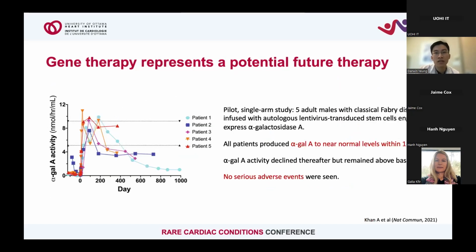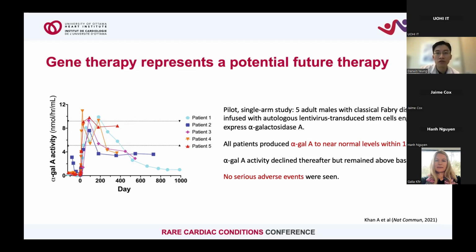Just one quick slide about gene therapy, which represents a potential and promising future therapy. This is a pilot single-arm study from Alberta of 5 adult patients with classic Fabry disease who were infused with lentivirus transduced stem cells that were engineered to express the alpha-galactosidase enzyme. And from this figure, you can see that all patients actually produce the enzyme to near normal levels within 1 week. Of course, the enzyme activity did decline thereafter, but still remained above baseline levels, again, suggesting promising results.